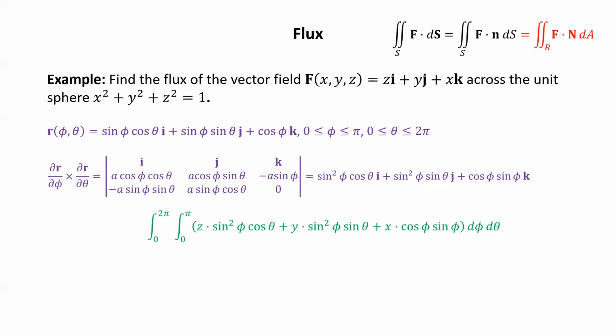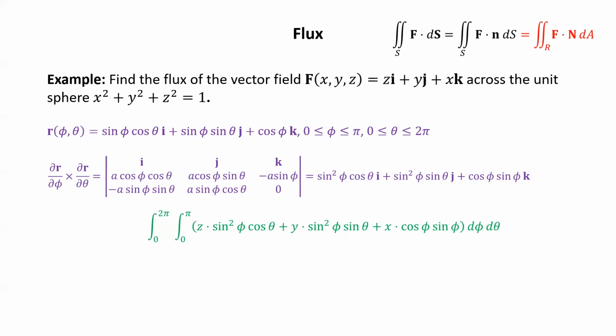We could just go right ahead and take the dot product of this with the vector field F. So we get z times sine squared phi cosine theta plus y times sine squared phi sine theta plus x times cosine phi sine phi. Now, technically, before we put this into the integral, we should change z, y, and x into what they are in terms of phi and theta, but we'll do that in just a moment. Since we're doing d phi d theta, the theta limits are 0 and 2 pi, and the phi limits are 0 and pi.